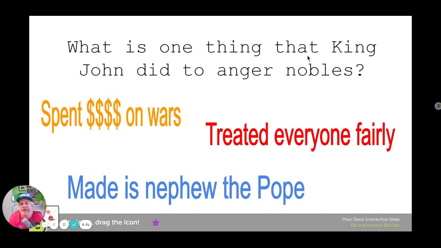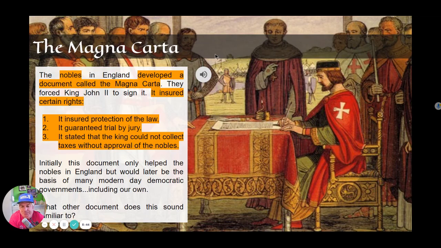So what is one thing that King John did to anger the nobles? Did he treat everyone fairly? Did he spend money on wars? Or did he make his nephew the Pope? Well, hopefully this is the one that you chose.